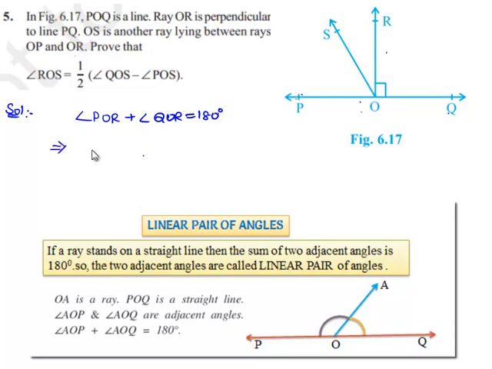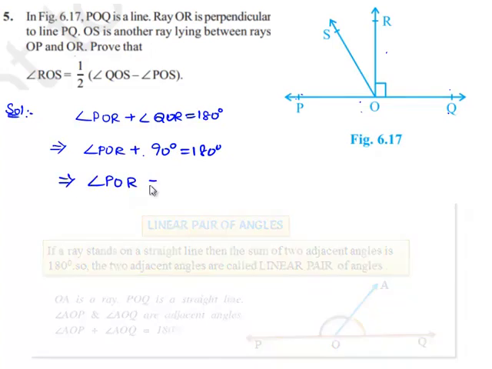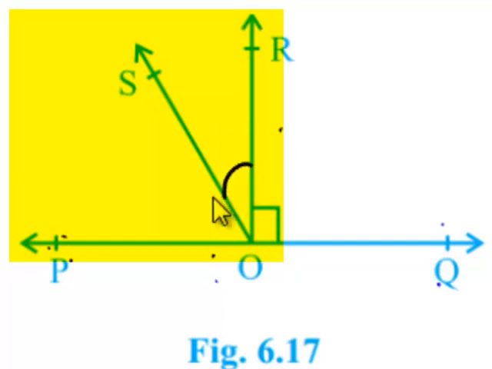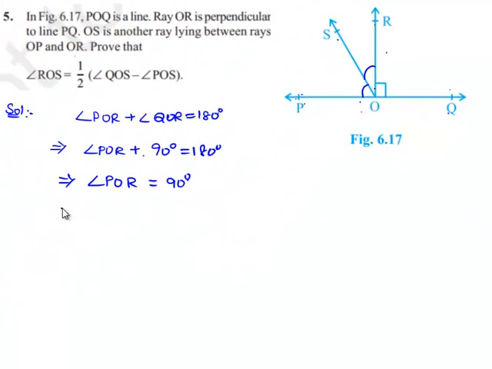That implies angle POR plus angle QOR is 90 degrees plus 90 degrees, since OR is perpendicular to POQ, which is equal to 180 degrees. That implies angle POR is equal to 90 degrees. If we observe the figure clearly, POR consists of two angles, angle ROS and angle POS. That implies angle ROS plus angle POS is equal to 90 degrees. Let us name it as equation 1.